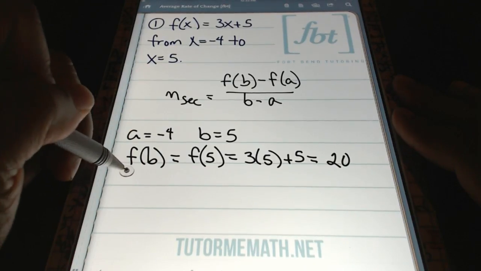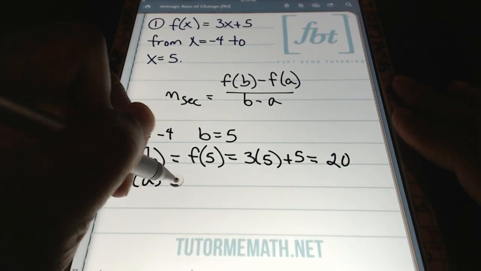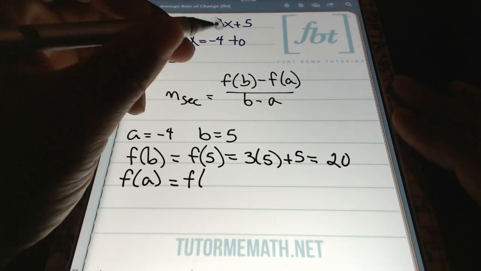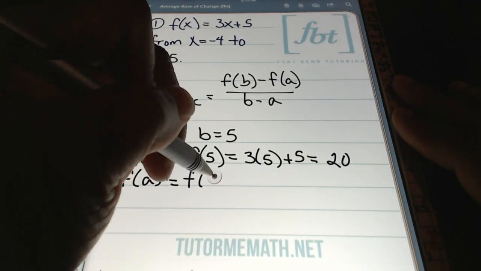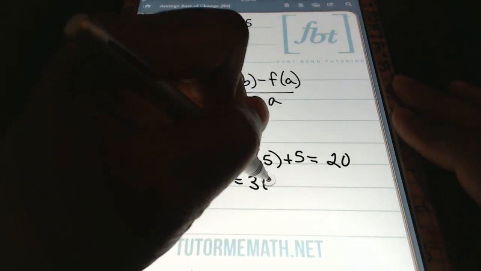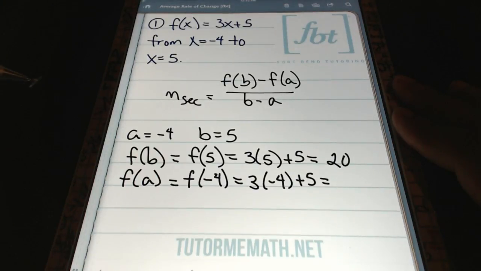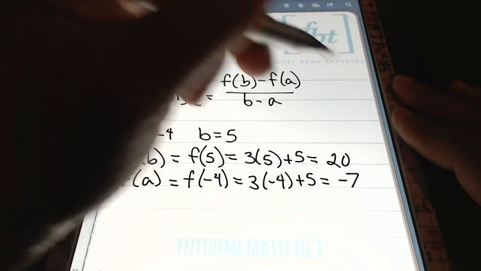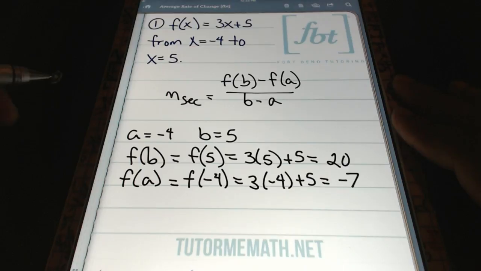Then finding out what the value of f of a is, we'll be plugging in -4 for our x value into the function. So evaluating this, we'll have 3 times negative 4, adding 5 to that result. So you're looking at 3 times negative 4 being negative 12, and then negative 12 plus 5 gives you negative 7.